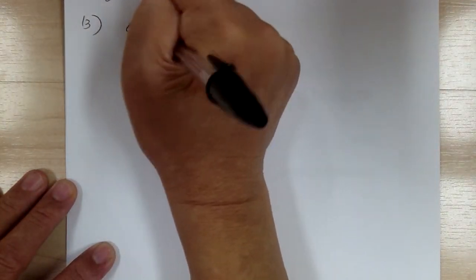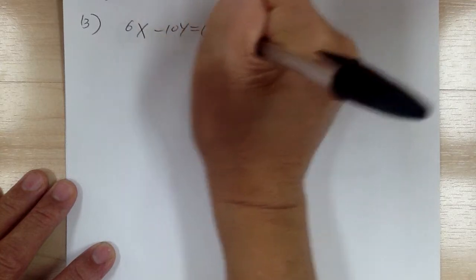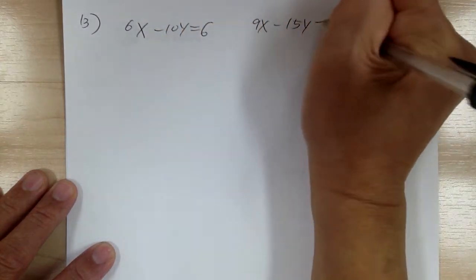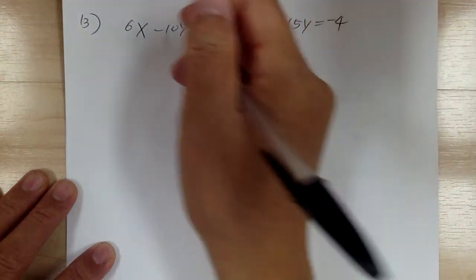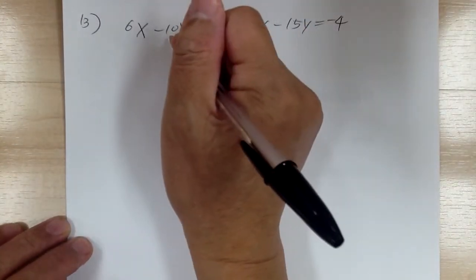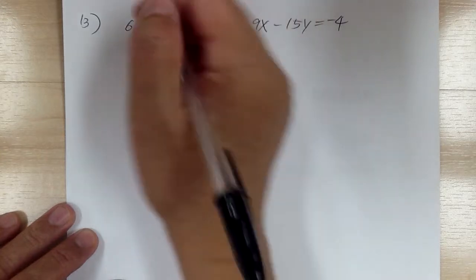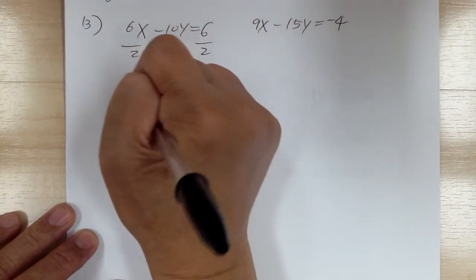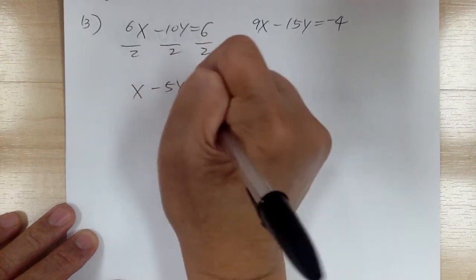You have 6x minus 10y equal to 6. You got 9x minus 15y equal to negative 4. So again, all these numbers are multiples of 2, so I'm going to divide them by 2 to lower my number. Okay, so you want to do that. A lower number is easier to work with.